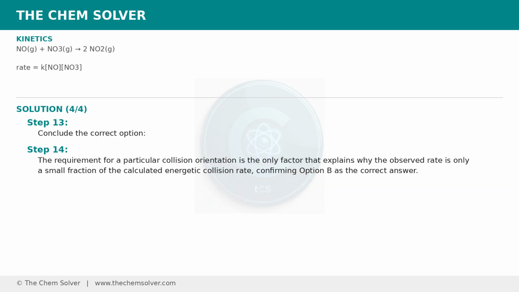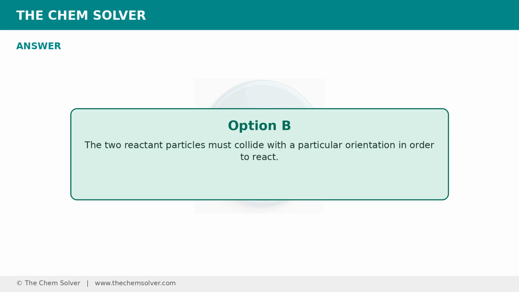Conclude the correct option. The requirement for a particular collision orientation is the only factor that explains why the observed rate is only a small fraction of the calculated energetic collision rate, confirming option B as the correct answer. The correct answer is option B. The two reactant particles must collide with a particular orientation in order to react.